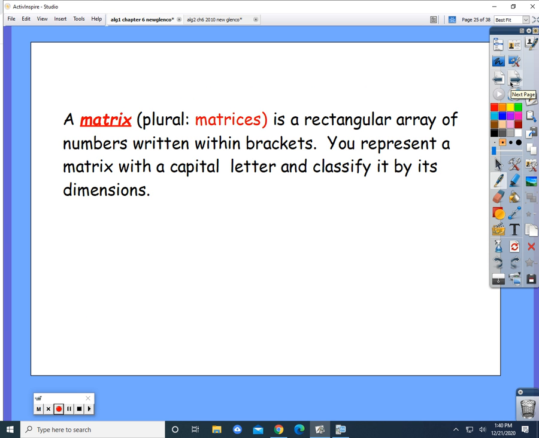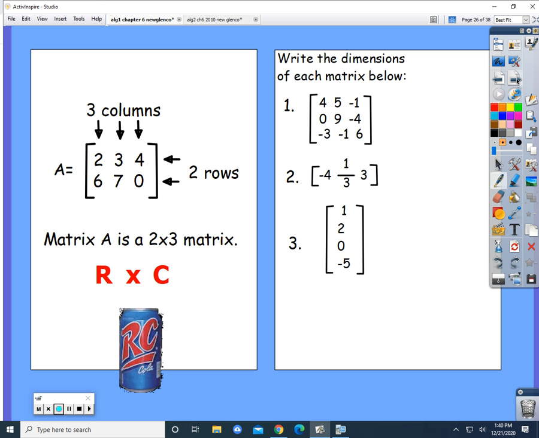A matrix is a rectangular array of numbers written within brackets, and you represent them with a capital letter, and you classify it by its dimensions. So this is what we're going to spend most of the lesson on: can you write down the dimensions? Well, they have to be written down in a certain order, and that order comes in rows by columns. And I always have my students remember RC Cola.